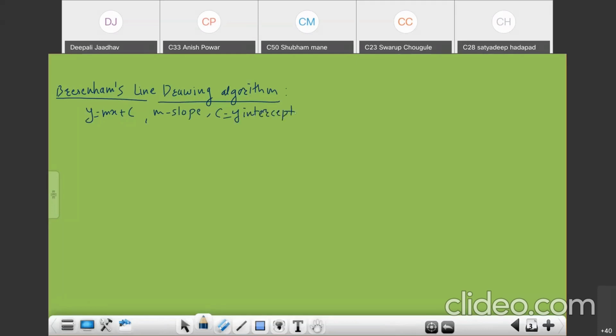How do we calculate the slope of the line? m is equal to, if a line is from (x1, y1) to (x2, y2), the slope of the line is (y2 - y1) / (x2 - x1). Now this slope is very important to draw the line in Bresenham's line drawing algorithm. I draw one symbol here.